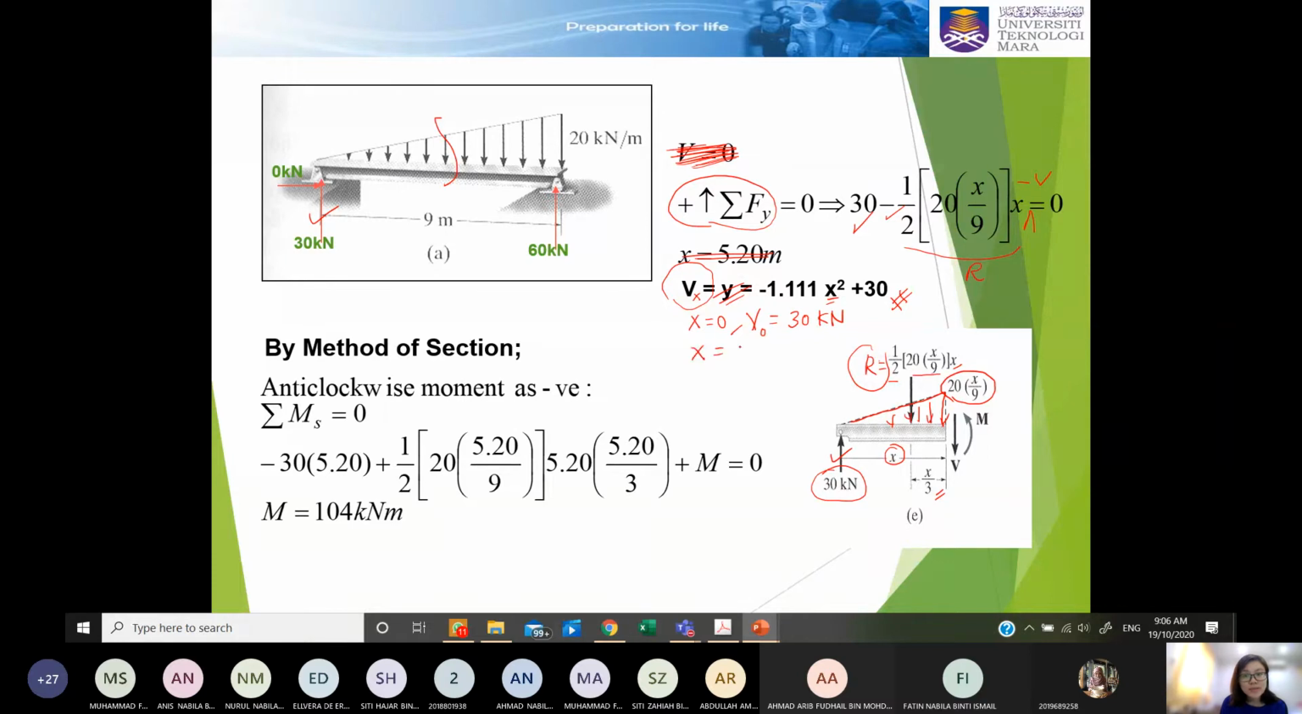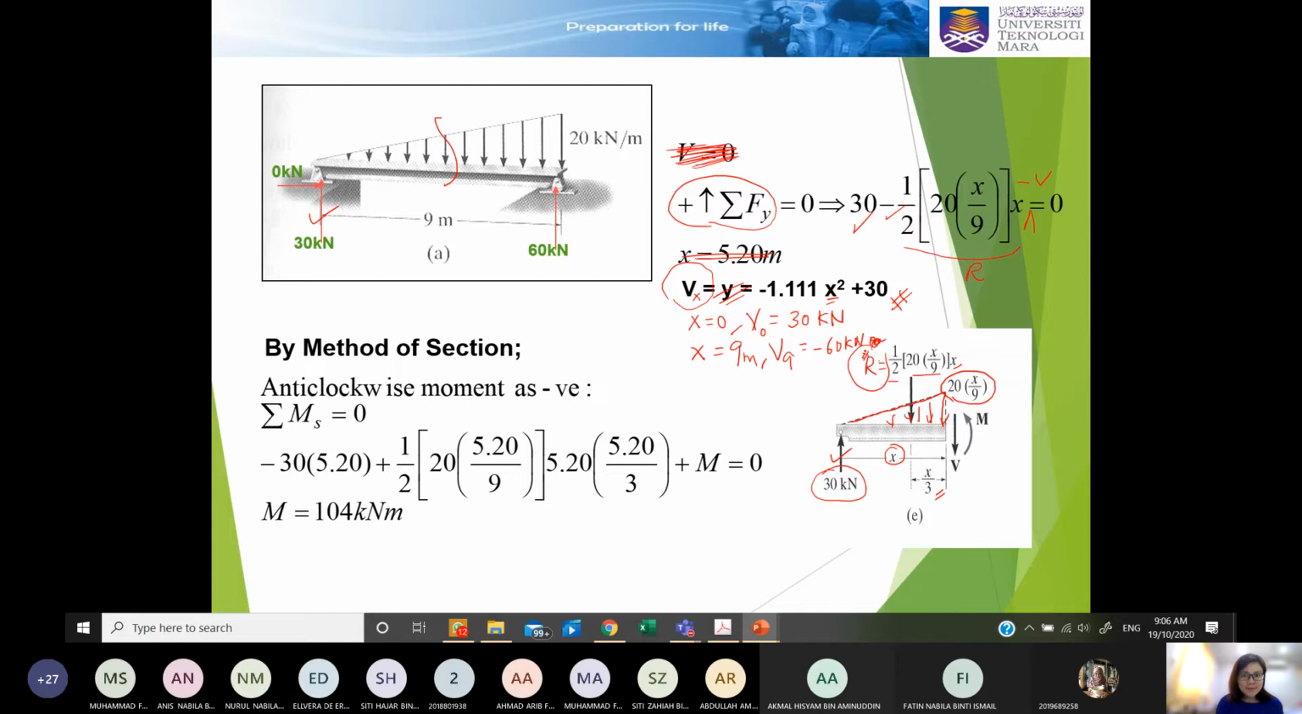When x equal to 9 meter, then just put this 9 into this equation. Okay, it is negative 60. Am I right? Can you check for me? Sorry, it's not meter. Okay, do you understand what I'm trying to do right now? I'm establishing the equation for shear force. Class? Yes, madam.